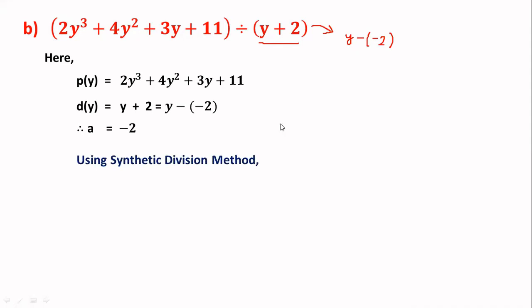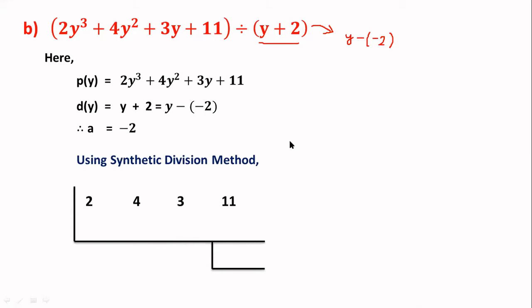Now, using the synthetic division method, we are somewhat clear from our first example also. We are going to make our first box, and after that we are going to write all the coefficients of our polynomial p(y): 2, 4, 3, 11. This time all the coefficients are positive, and outside the box we are going to write minus 2. So let's repeat the same steps.